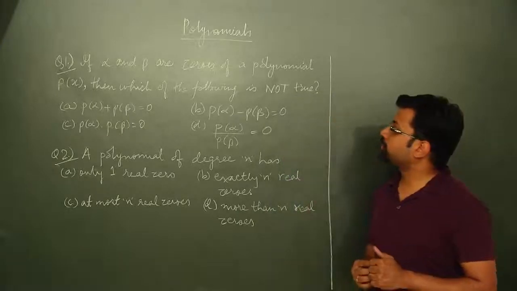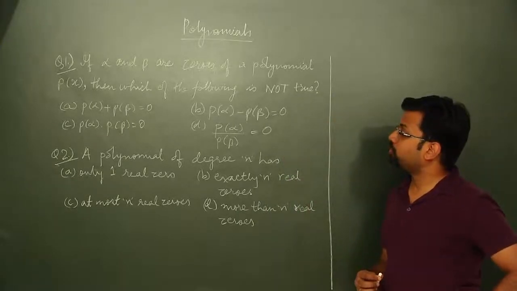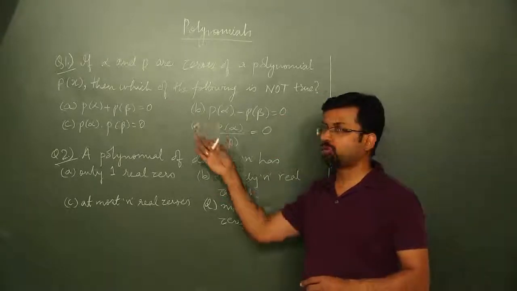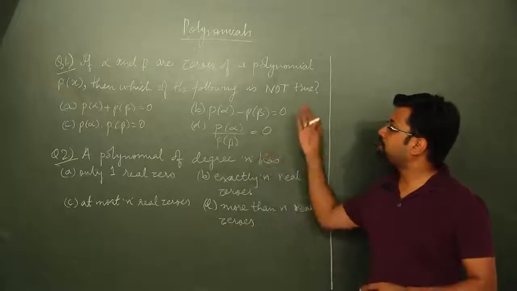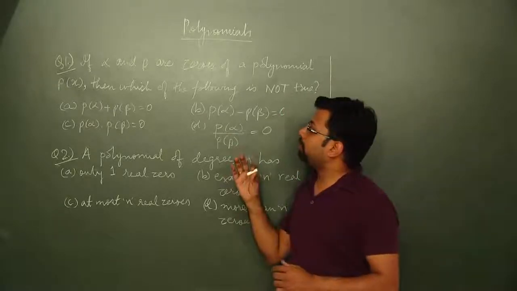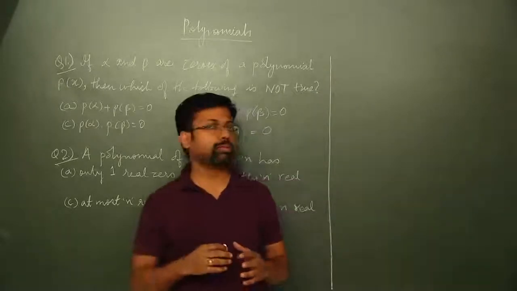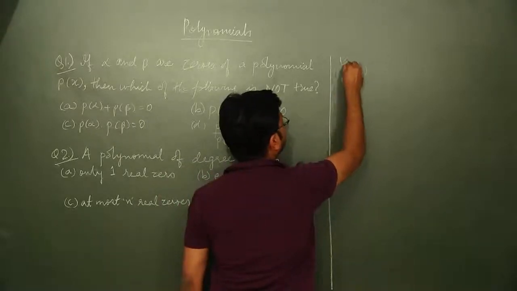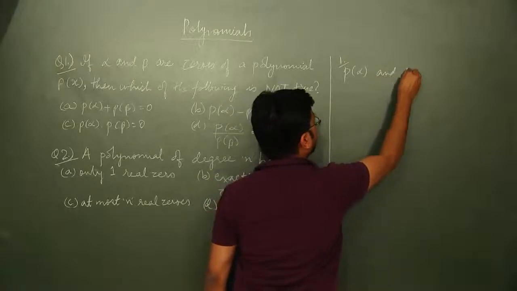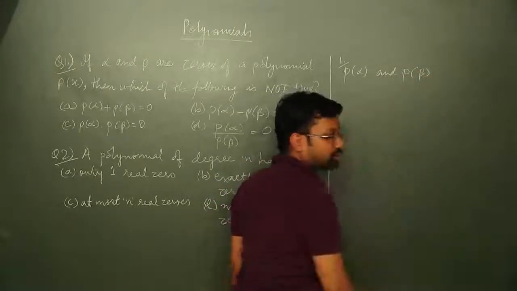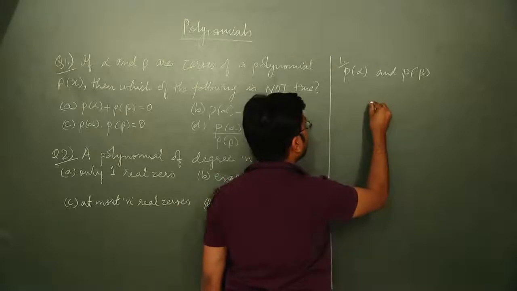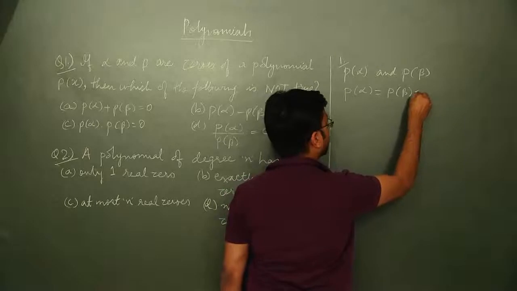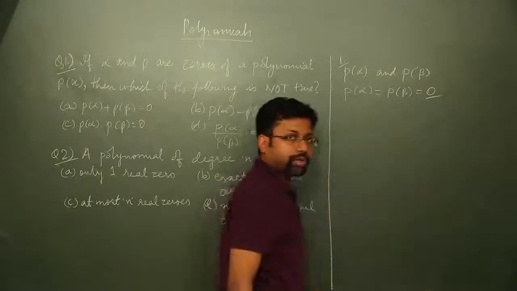Now the first question is, if alpha and beta are the zeros of a polynomial p(x), then which of the following is not true? So there are 4 statements given and we have to pick out which is not true. Now when alpha and beta are zeros of the polynomial p(x), then we know that p(alpha) and p(beta) will be the zeros of the polynomial, and by zeros we mean that p(alpha) will be equal to p(beta) will be equal to 0. That is what 0 would mean, right?